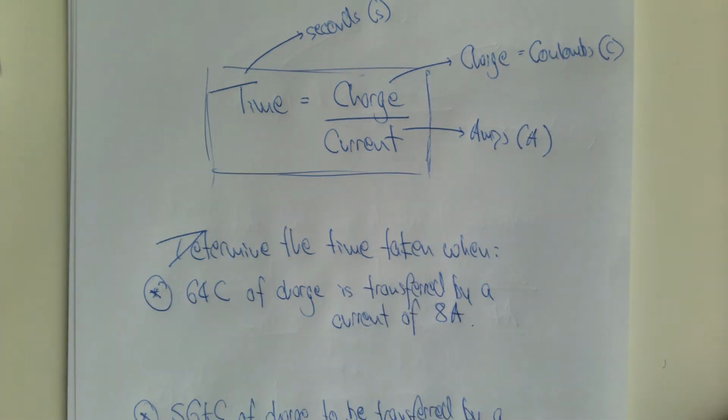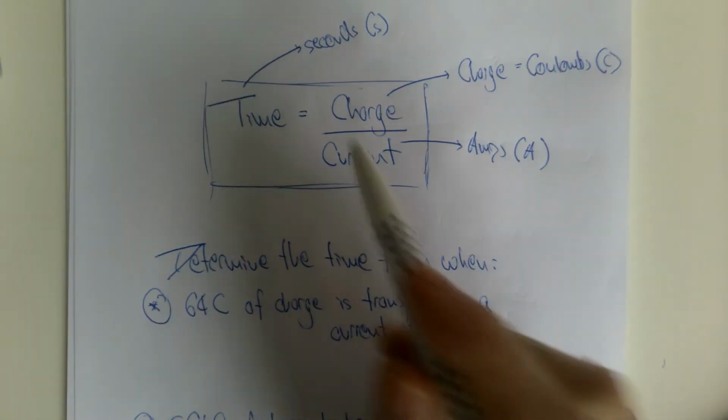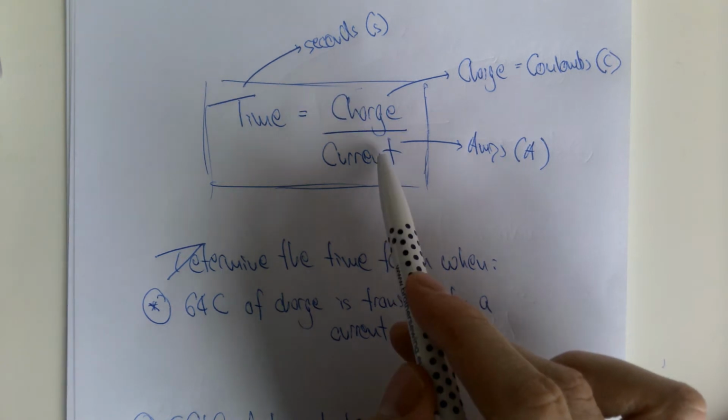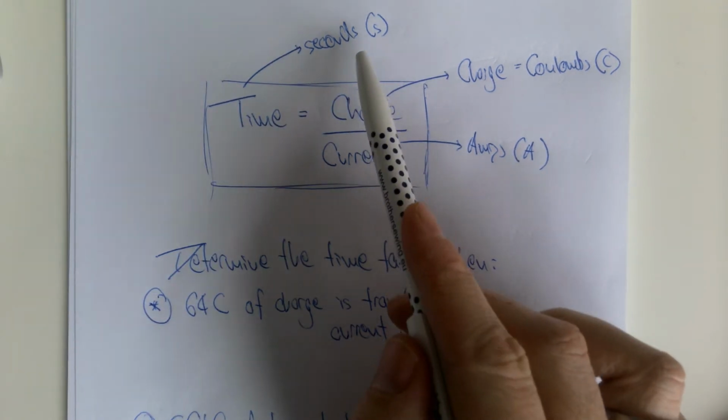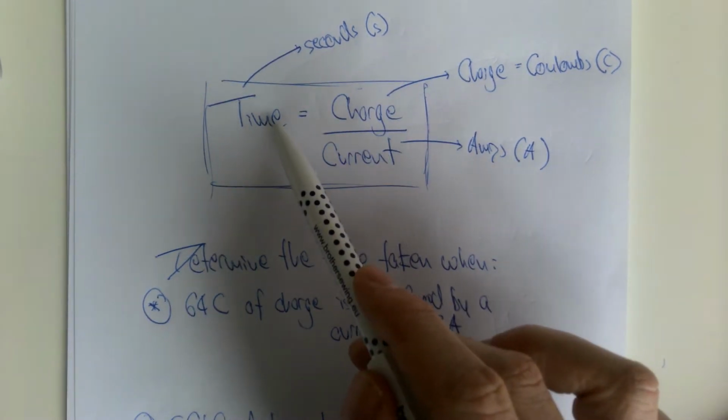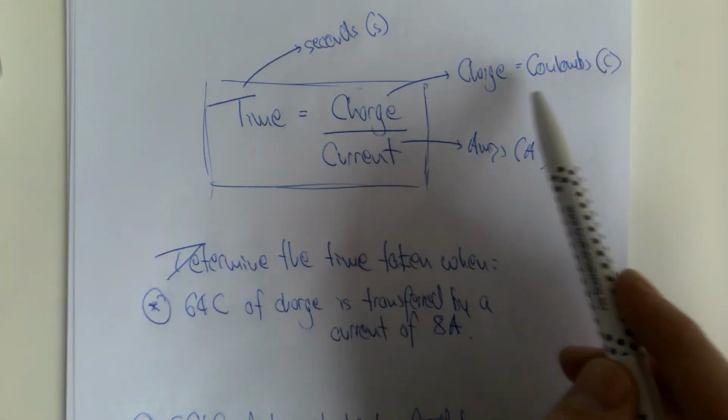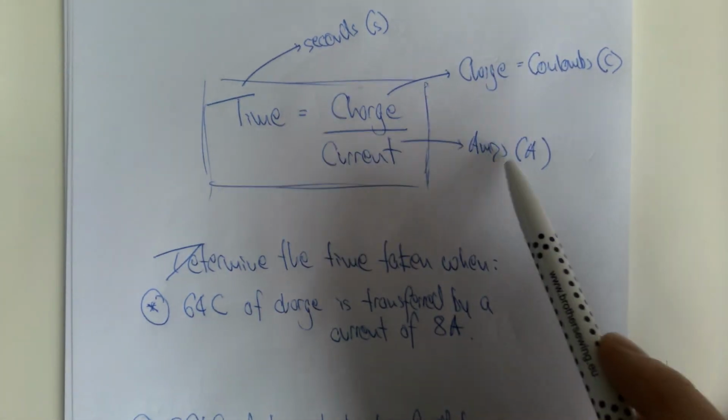So, welcome to our worked example of how to use the charge current time equation in the arrangement of time equals charge divided by current. As you remember, the units that our answers need to be in are seconds for time, coulombs for charge, amps for current.